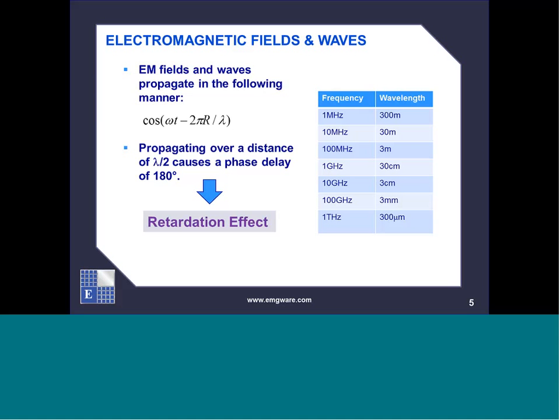So these are the frequency bands where electromagnetic analysis becomes very important, because your signal is not going to be able to reach its destination instantaneously, but it takes time and it goes through retardation effects before it gets to the destination.